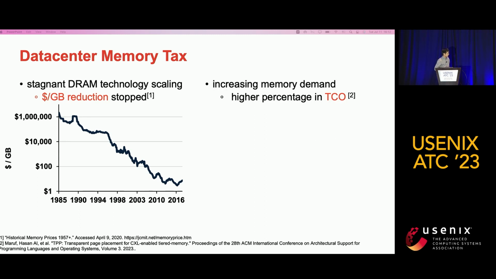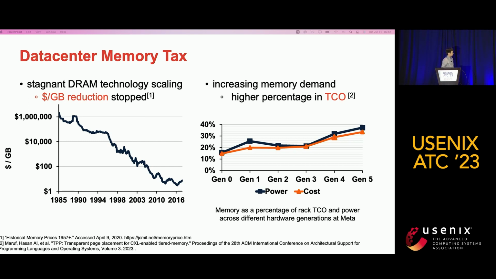Another trend is an increase in memory demand in the data center. Here I give you a plot which tells you about the capital cost and power cost of memory as a percentage of the rack TCO and power across several generations in the Meta data center. As you can see, in the latest one, there's about one third of the cost for the power, and the capital is divided into the memory part, which makes memory a very dominant part of data center cost.